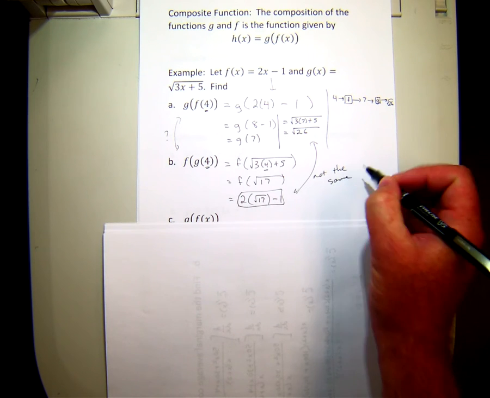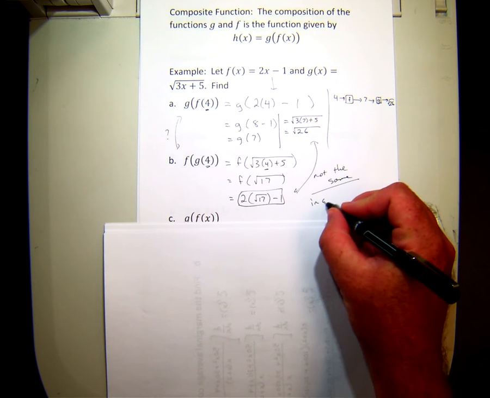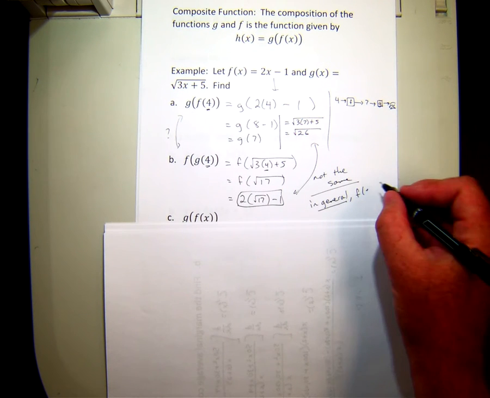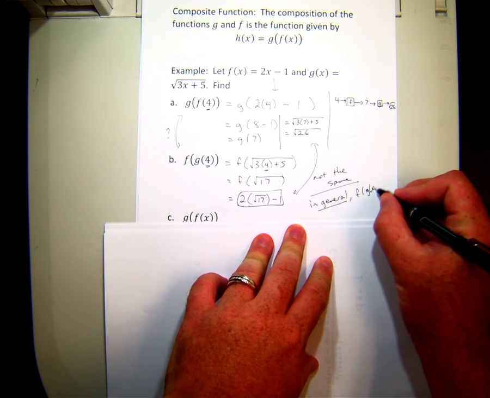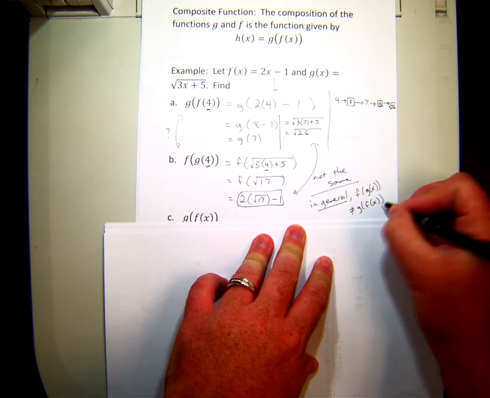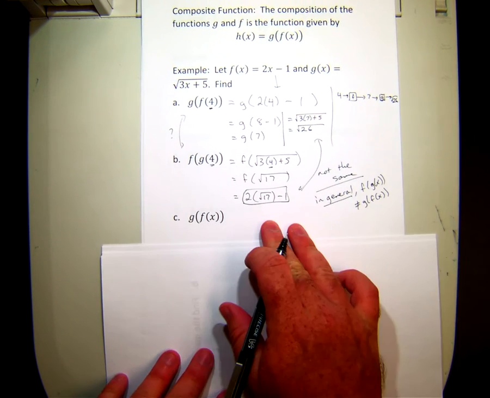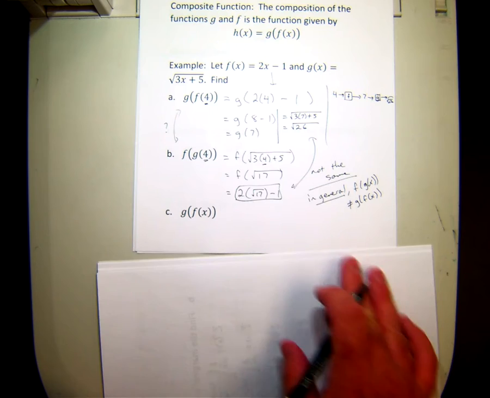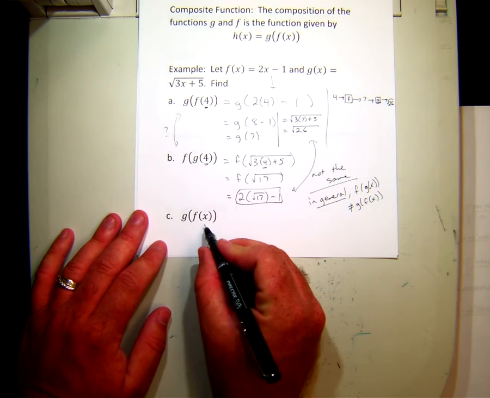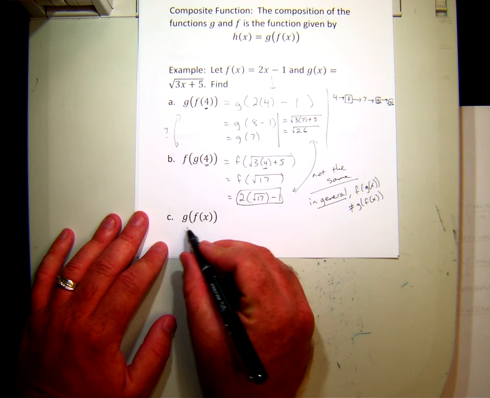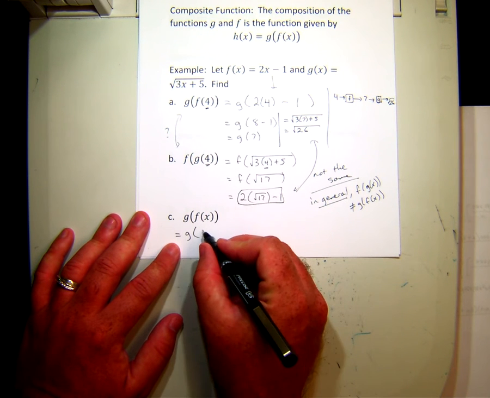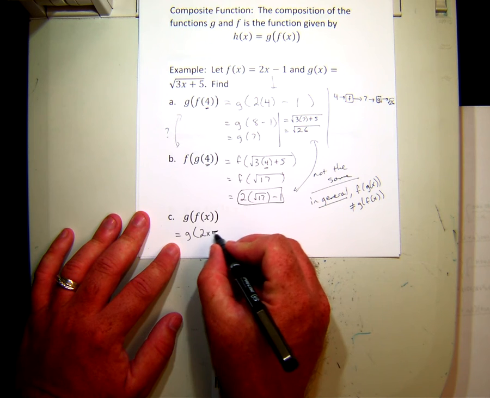What we can conclude is that, in general, f of g of x does not equal g of f of x. Okay? So it matters which one you plug into first. This last problem, they just want us to find, not plugging in a number, but just find g of f of x. So let's take g, and let's plug in f, which is 2x minus 1.